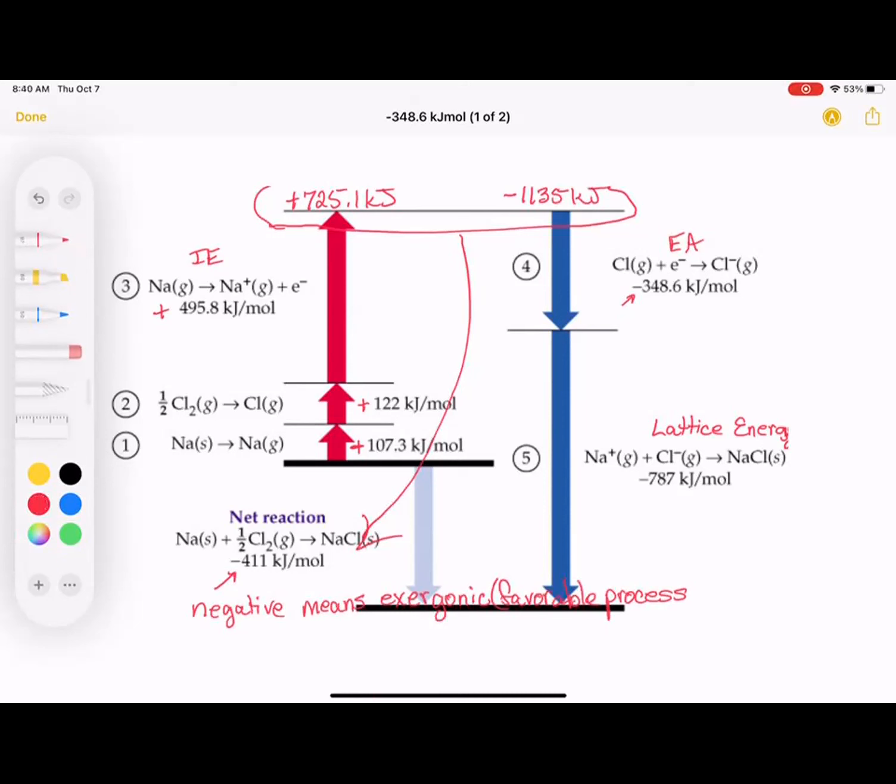Any questions about the driving force behind ionic compound formation? That lattice energy.